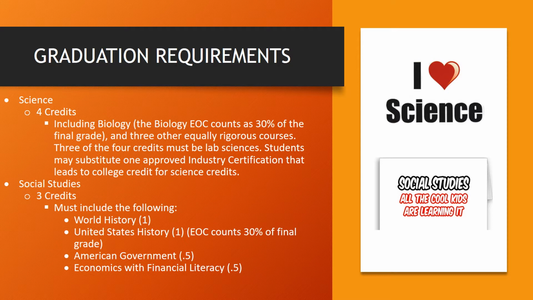Social studies requires 3 credits, which include world history, United States history, which has an end of course exam that counts as 30% of the final grade, as well as a half credit of American government and a half credit of economics with financial literacy.